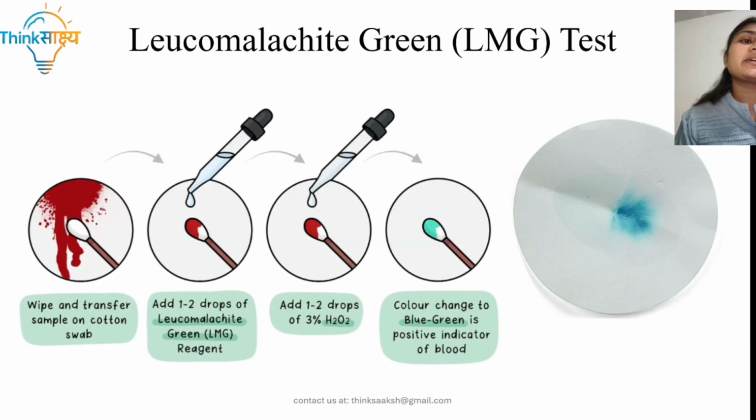Next we have leucomalachite green. In this test also the same thing happens. We have to collect the suspected stain on a swab and we react it with leucomalachite green reagent, and after that we add 1 to 2 drops of 3% H2O2. A blue green color is a positive indicator of blood. In this test also a similar thing happens, that is, the Fe present in the heme group of hemoglobin present in blood breaks down the hydrogen peroxide. Hydrogen peroxide then oxidizes the leucomalachite green to show blue color.